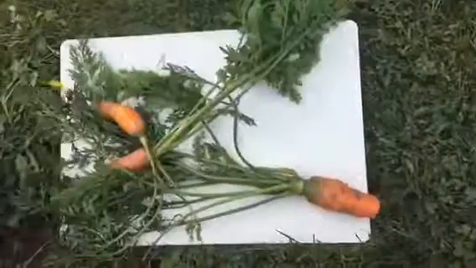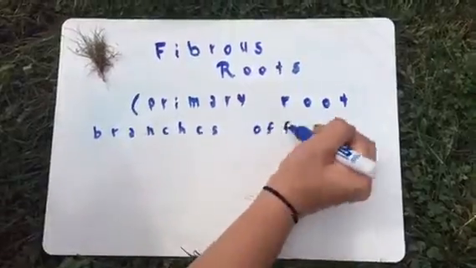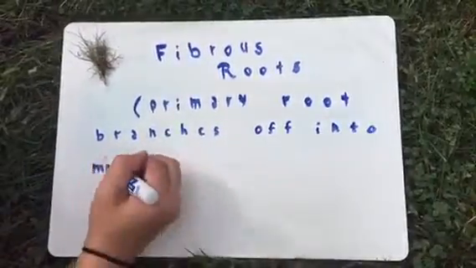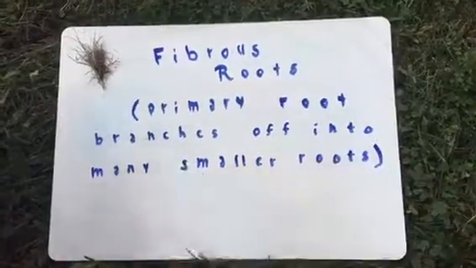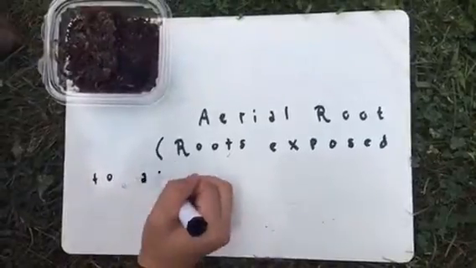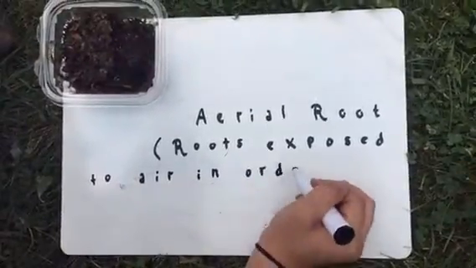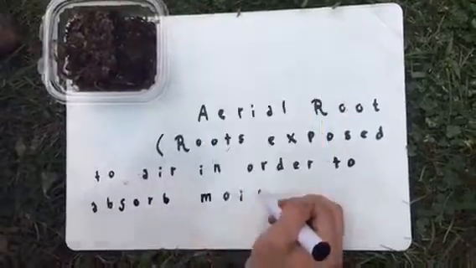A fibrous root is a primary root that branches off into many smaller roots. An example of a fibrous root is grass. An aerial root is a root that is exposed to air in order to absorb moisture. An example of an aerial root is Spanish moss.